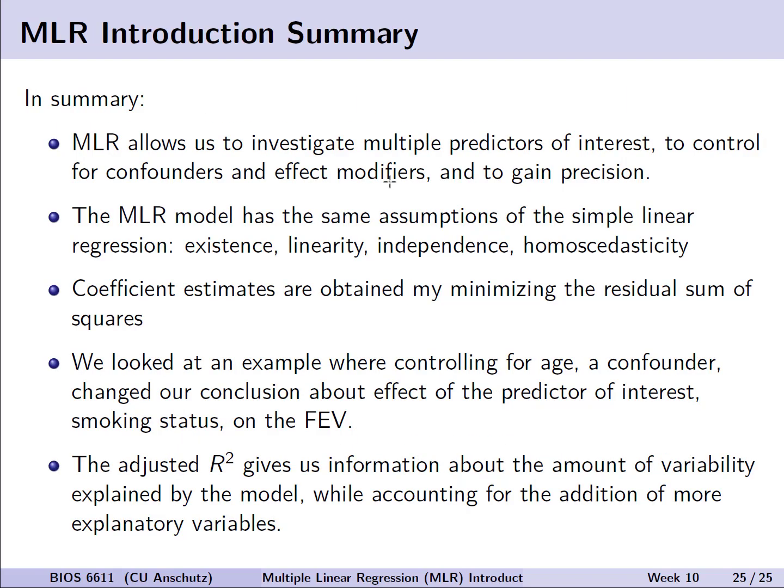So just in closing, MLR, or multiple linear regression, allows us to investigate multiple predictors of interest, and they can serve different roles, such as being a confounder, an effect modifier, or to improve precision of our predictors. We have the same assumptions as we had for simple linear regression, and the coefficient estimates are obtained in the same way with just a couple extra steps mathematically for having multiple predictors. We explored an example where, by controlling for age, the potential confounder, we changed our conclusion about our simple linear regression results of the effect of FEV and smoking status. And further, we noted that the adjusted r squared, which is interpreted the same way as the r squared, gives us a little more information about the amount of variability explained by a model, while adjusting for the fact we have multiple explanatory variables. And so with this start to our multiple linear regression career, we'll move forward to see other examples and different things we can do with this model to address more complex questions of interest.